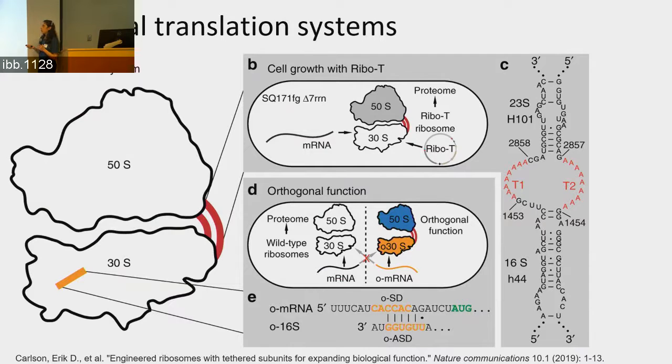But there are a few problems with this system in E. coli right now. As you can see, there's this red tether between the large subunit and the small subunit, and that's to prevent Franken ribosomes, because how do these large subunits know which small subunit to go to? So that's a big issue.